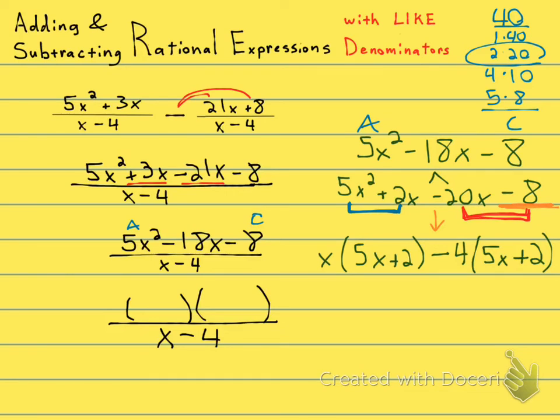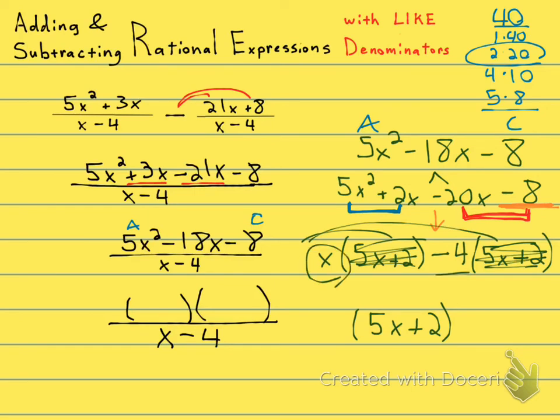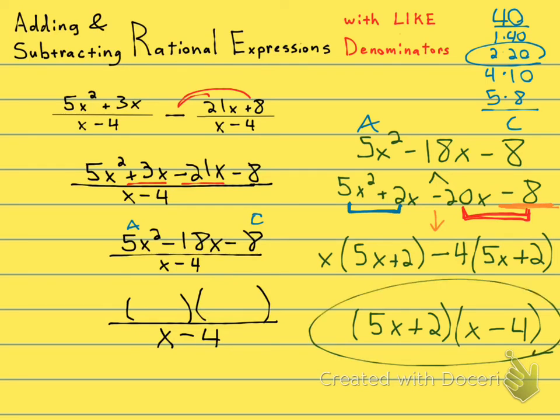So let's go ahead and take the 5x plus 2 out in front. And when I take this and take this, right, it's like I'm bringing it out in front. What am I left with? x minus 4. So 5x plus 2 times x minus 4. If you FOIL this out, you will get what you started with. Okay, so now we have the factored version of this right here. Let's plug in 5x plus 2 and x minus 4.